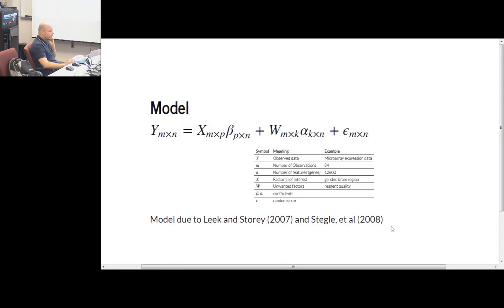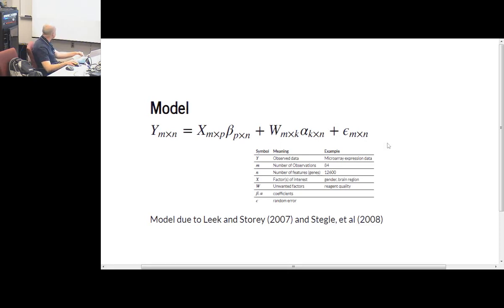Okay, so here's the model. This is a model that will be used for all of the RUV methods. We've got our observed expression data Y. It's going to be equal to some wanted variation, which is the product of a factor of interest and some regression coefficients, plus unwanted variation, the W alpha, which again is unwanted factors and regression coefficients, plus some random error.